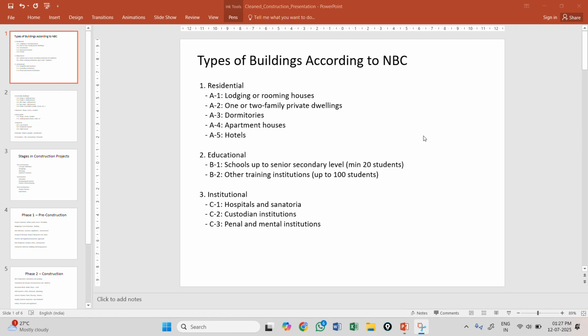Hello everyone. So today I'll be teaching you guys what are the stages in construction project. First of all, you need to know what are the types of buildings. If you know the types of building according to NBC, that is National Building Code, there will be some PDFs that you can find online on Google.